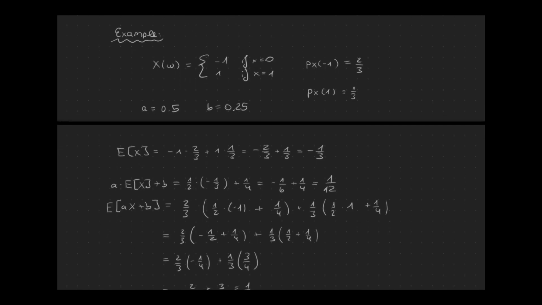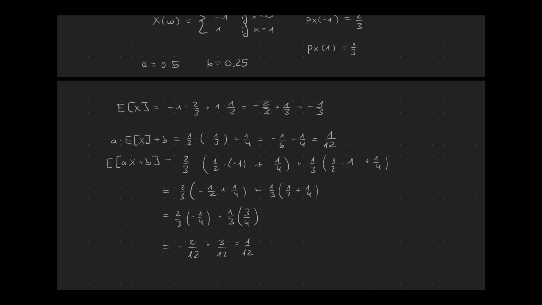So let's go through another example, where we have a random variable x, which is minus 1 if x is equal to 0 and 1 if x is equal to 1. And the probability for getting minus 1 is 2/3, and the probability for getting 1 is 1/3. And the scaling parameter is 0.5 and the shifting parameter is 0.25, for example. What we can do is calculate the expectation value of x, which is equal to minus 1/3. And we can just multiply that by our scaling parameter and add our shifting parameter, and what we get is 1/12.